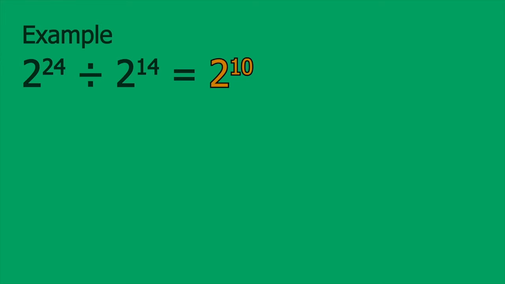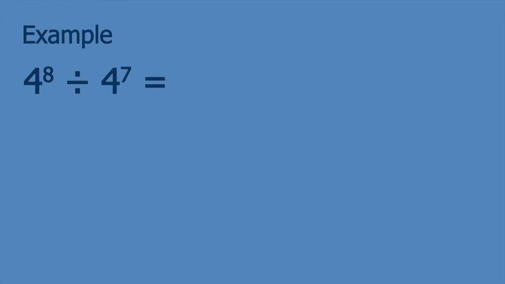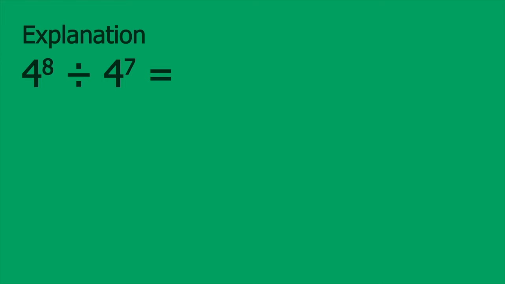Or, once again, if we decide to use a different number for the base, we have 4 to the 8th power divided by 4 to the 7th power. In this case, by this property, 8 minus 7, the answer is going to be 4 to the 1st power, or just 4.